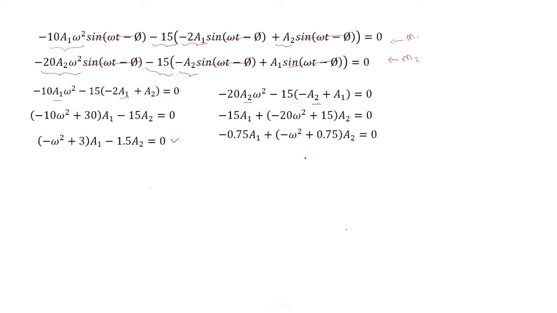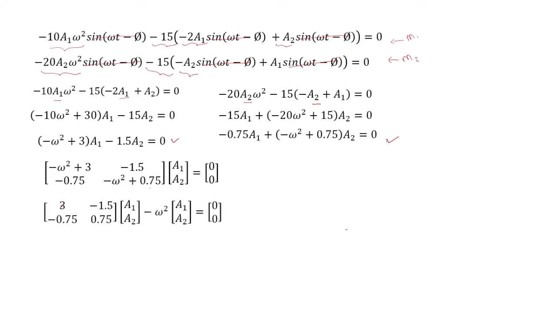Now these two equations can be written in a compact form using a matrix. So this is another way of writing these two equations. If you expand this equation, you will get equation 1 as well as equation 2. This matrix can also be written in this form. If you expand this, you will get 3 into a1 minus 1.5 a2 minus omega square a1 equal to 0, and when you club this a1, you will get this particular form. Likewise, this equation can be expanded as minus 0.75 a1 plus 0.75 a2 minus omega square a2 is equal to 0, and when you club the coefficient of a2, you will get this particular form.